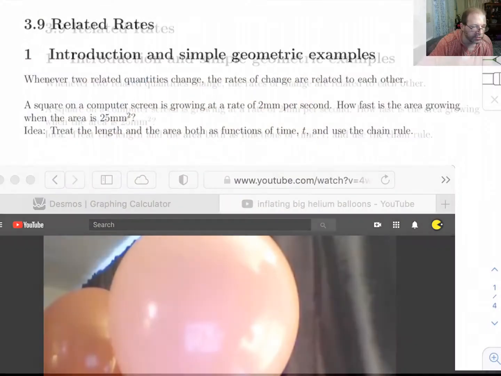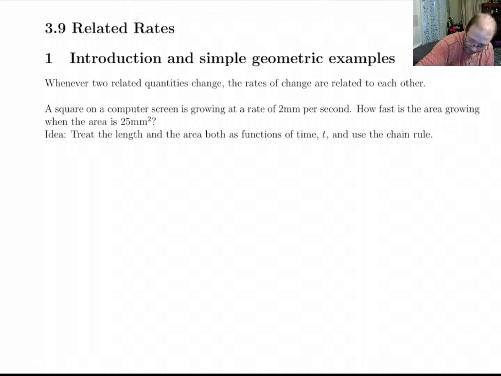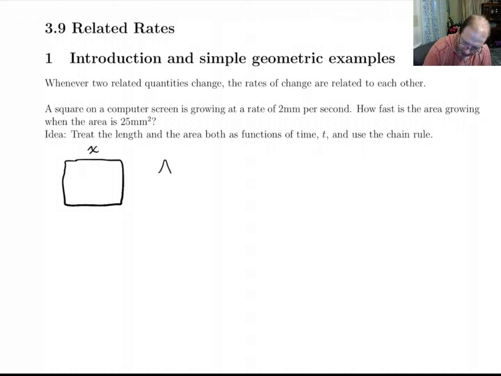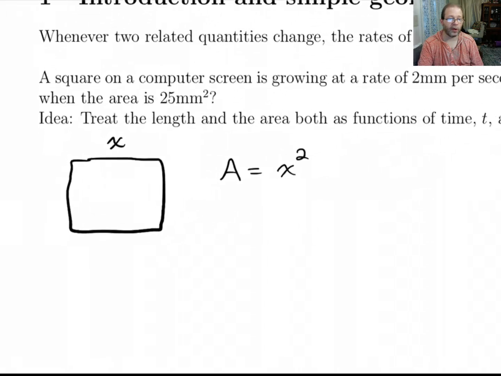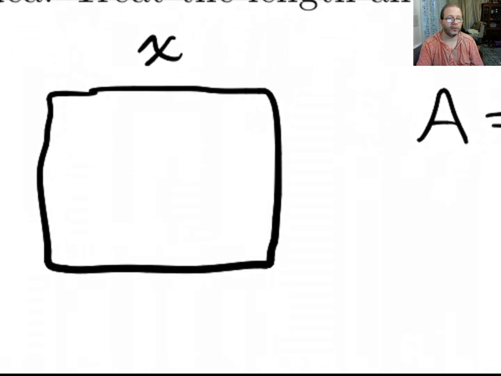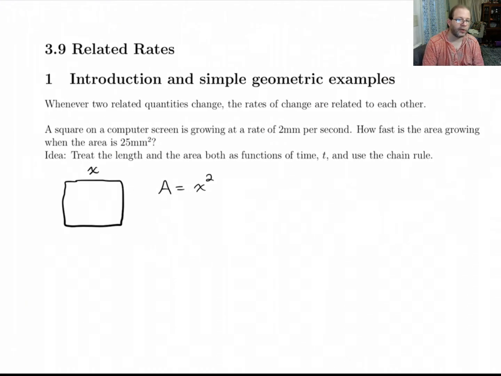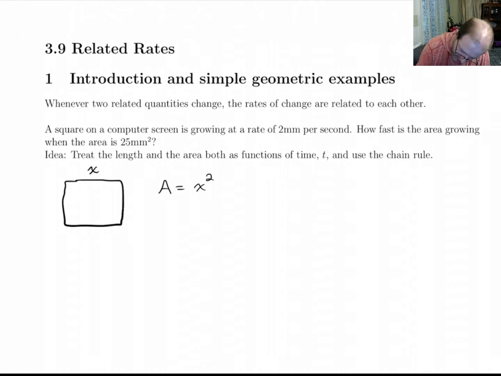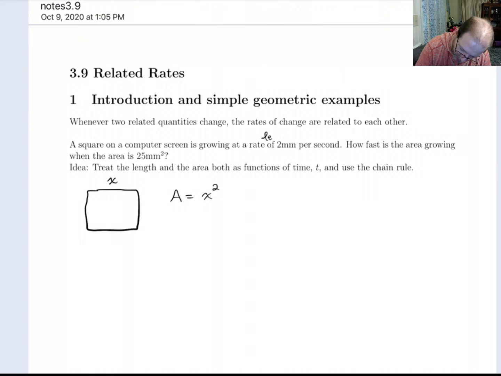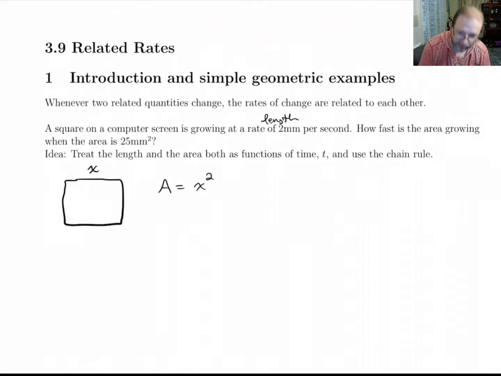So what I want to do is start with a simple example. Let's say you've got a square on a computer screen. I'm going to call the length of the side x, and the area is, of course, x squared. But let's say this thing is growing at some rate. As it grows, the area grows and the length grows. So the example says the square is growing at a rate of 2 millimeters per second. That's the length. That's how fast the length is changing.